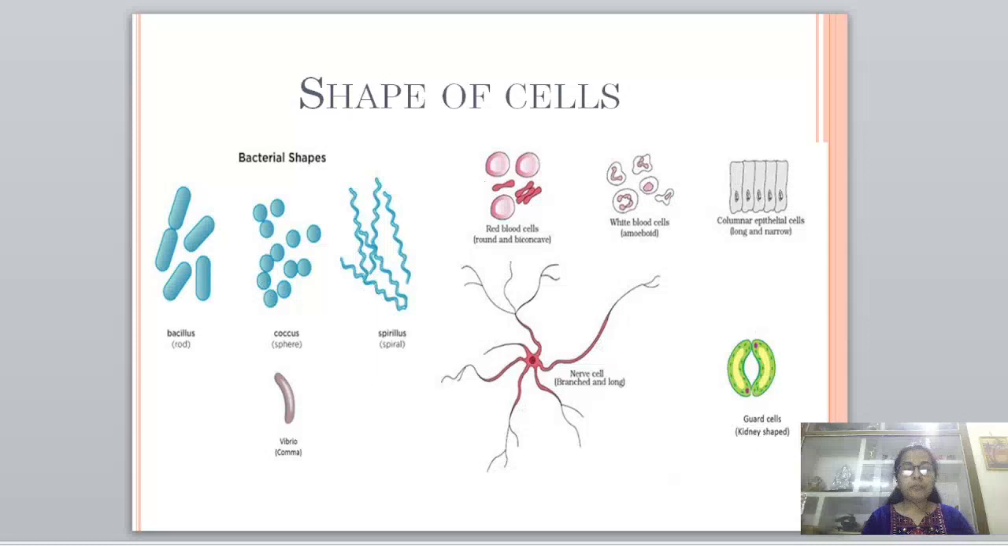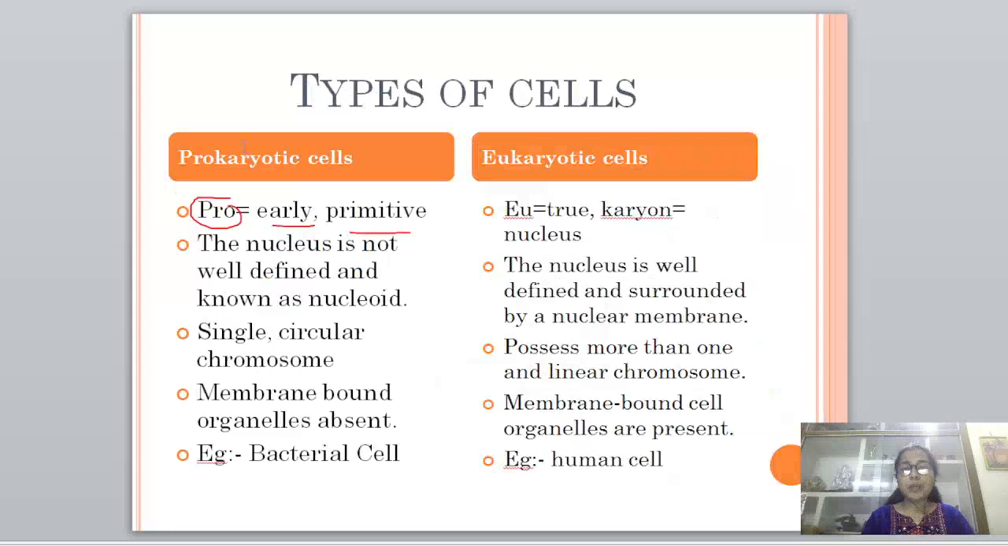Okay. Now there are two major types of cells. One is the prokaryotic cell, another is the eukaryotic cell. Now what is pro and what is eu? Firstly, we have to understand this. Pro means early or primitive, and eu means true, and karyon means nucleus. So from the name itself, you can understand the next point, which says that in the prokaryotic cell, the nucleus is not well defined and it is known as a nucleoid. And in the eukaryotic cell, the nucleus is well defined and it is surrounded by a nuclear membrane.